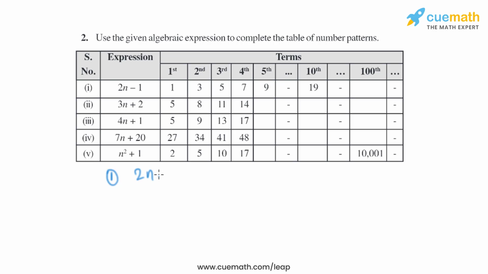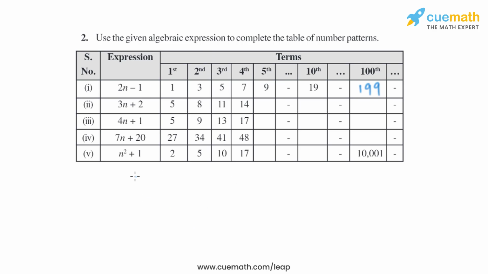So it is 2n minus 1 and we have to find the value of 100th term. So we will take n as 100. So it will become 2 into 100 minus 1, which is same as 200 minus 1, that equals to 199. So we have got the 100th term, that is 199.